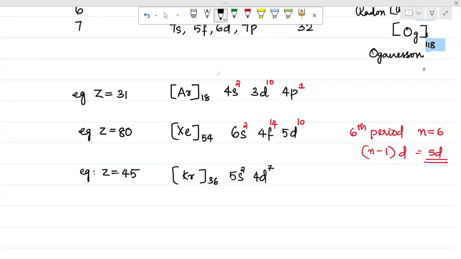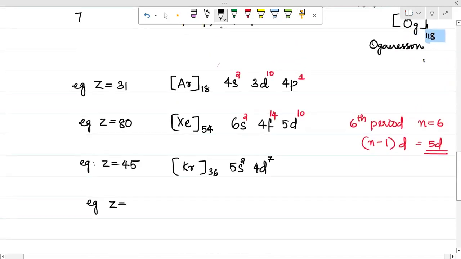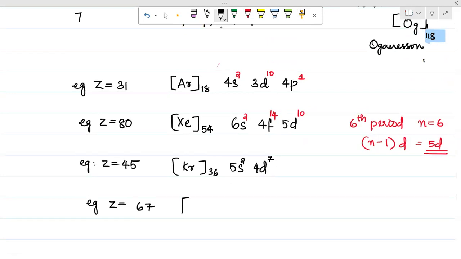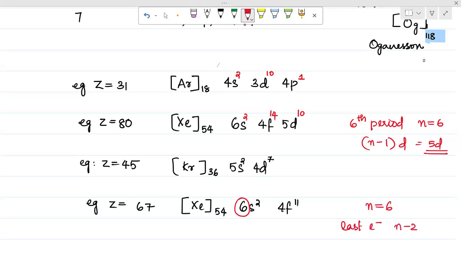Okay, let's do an example. Write the electronic configuration of 67. We know that the noble gas which is ahead is 54. Then you have 6s2, which is 56. You need 11 more, which I'm going to add to the 4f. So here the last electron is entering into the F subshell, but which F subshell? See, the highest value over here is 6, so n is equal to 6. But the last electron is entering into a shell whose value is (n-2) f. So that is the difference.